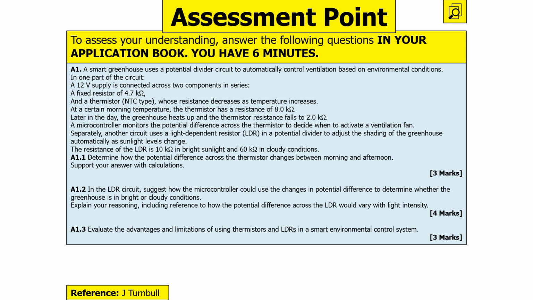Determine how the potential difference across a thermistor changes between morning and afternoon. Support your answer with calculations. Then in the LDR circuit, suggest how the microcontroller could use the changes in potential difference to determine whether the greenhouse is in bright or cloudy conditions. Explain your reasoning, including reference to how the potential difference across the LDR would vary with light intensity. Finally, evaluate the advantages and limitations of using thermistors and LDRs in a smart environmental control system.